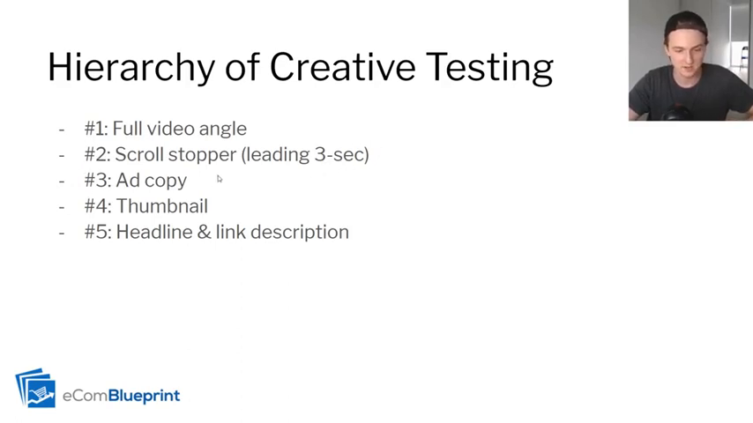Number 3 is ad copy. This means your ad text, that's what copy means. So ad copy, that's number 3, especially the first line of your ad copy. That grabs people's attention. It makes a big difference changing it up. Number 4, thumbnail. This also makes a big difference. If people have slow internet or they have autoplay off for videos, they're going to see the thumbnail pop up first. And if the thumbnail isn't good, they're going to keep scrolling. So thumbnail makes a big difference.